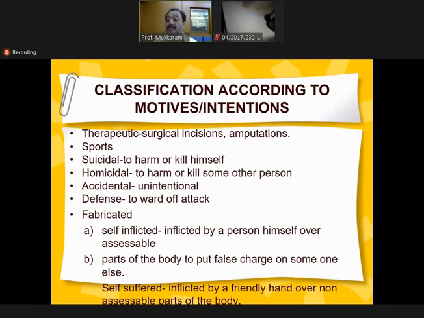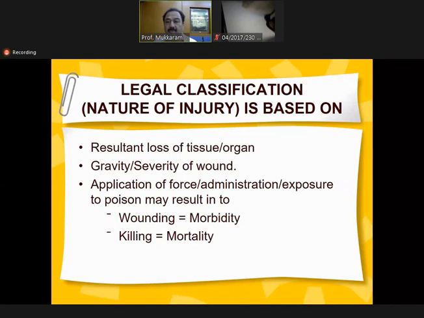There are few injuries called the self-suffered injuries or friendly wounds, in which you will ask your friend to put some injuries over your back. So he will produce injuries over the back or any other part without giving any local anesthesia, and tailing will be there. It will not correspond with the clothes. These are called the friendly wounds.